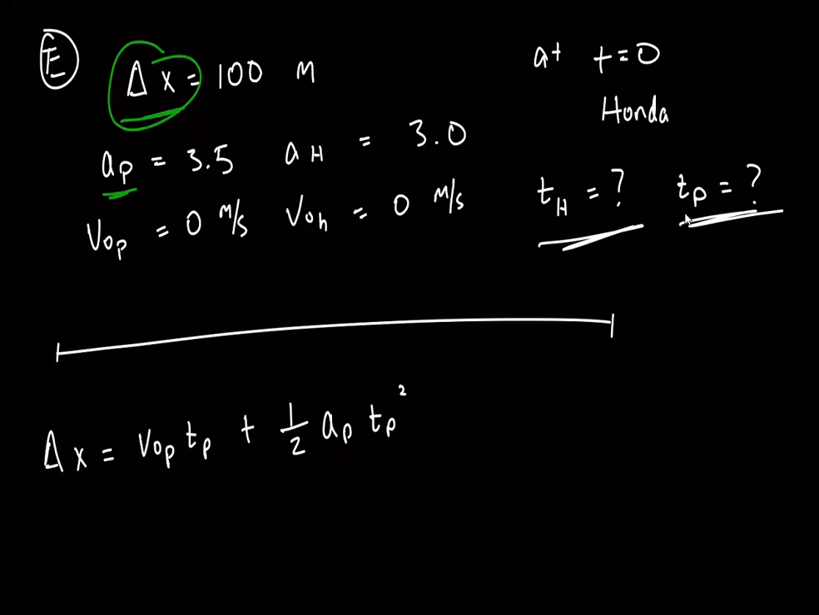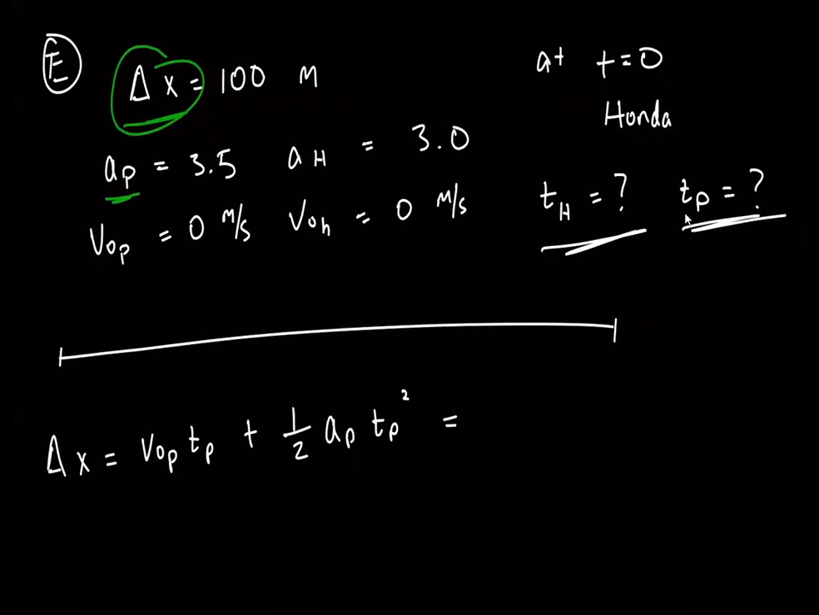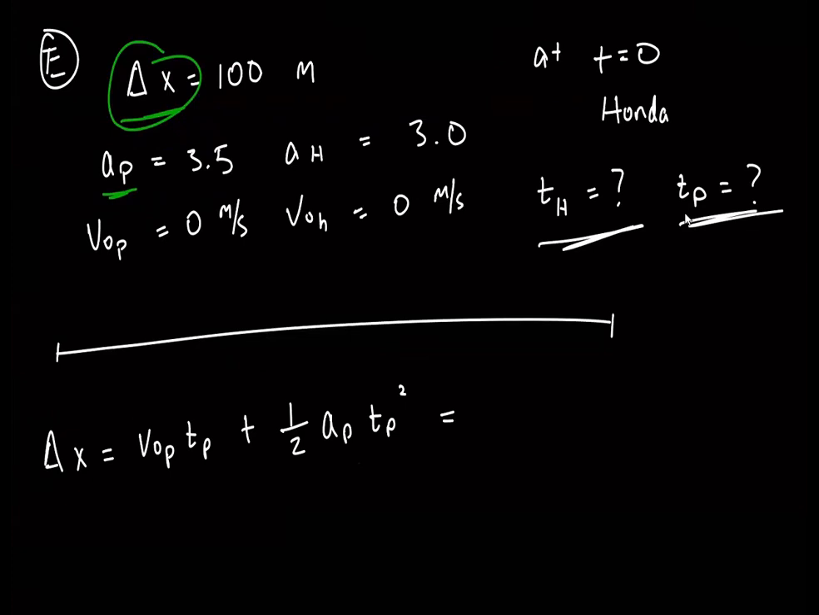Okay, I guess we have to do quadratic equation for this. I hate that. Or could a different equation, could we use final velocity squared equals V naught squared plus 2 times acceleration times delta x? We might be able to in a different problem, but we can't here because we don't have the final velocity.